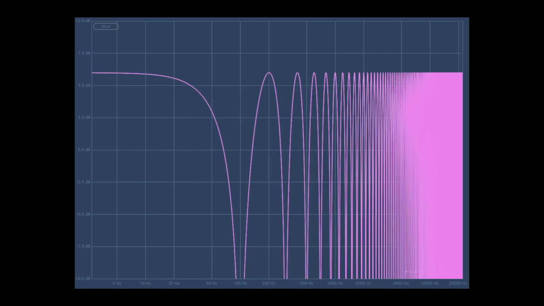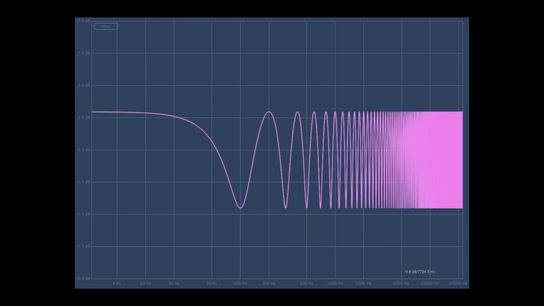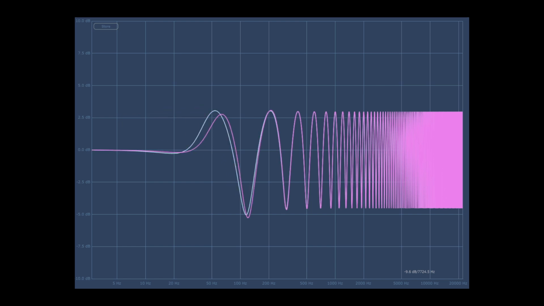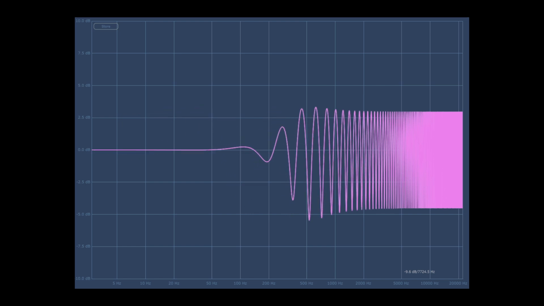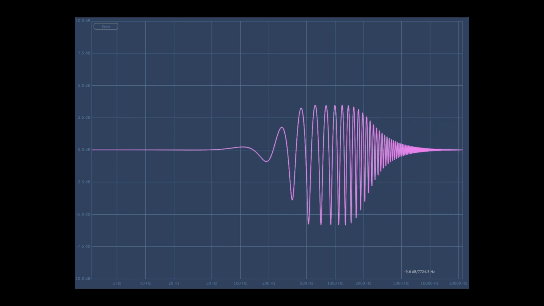But this, for example, happens if we reduce the volume of the delay channel. All these deep notches have now turned into more gentle dips, and with high and low pass filtering, we can flatten the response even more.